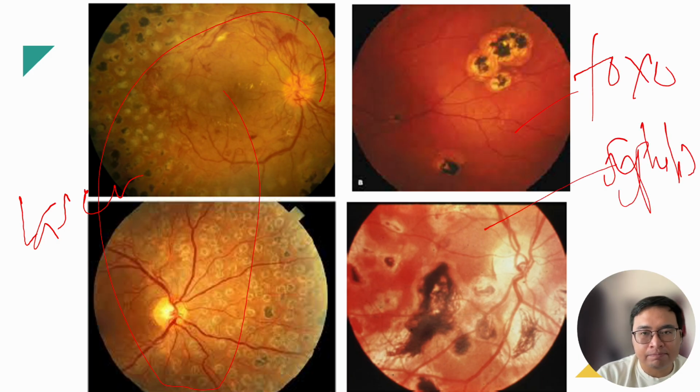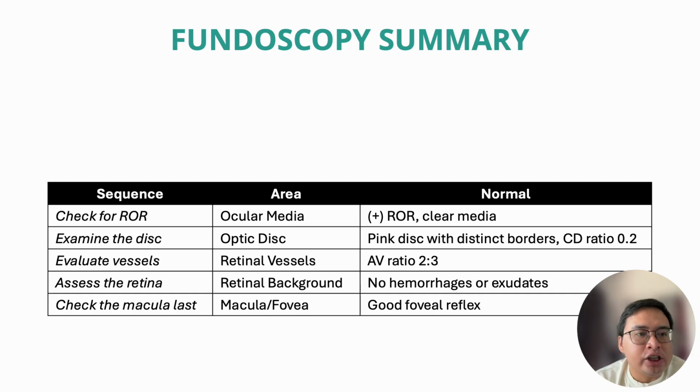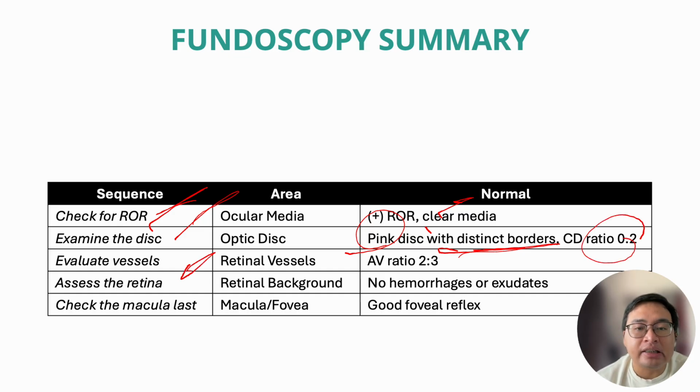Okay. So in summary, when doing your fundoscopy, you need to check for the red-orange reflex. Is there a clear media or is it hazy? Next, examine the disc. The disc should normally be pink with distinct borders, and the normal cup-to-disc ratio is 0.2. Next, look at the retinal vessels, the arteries and the veins. The normal arteriovenous ratio is around 2:3, meaning the arteries are 2/3 of the size of the veins. Next, assess the retinal background. Are there any hemorrhages or exudates? Abnormalities there could come from chronic long-standing diseases such as hypertension and diabetes.